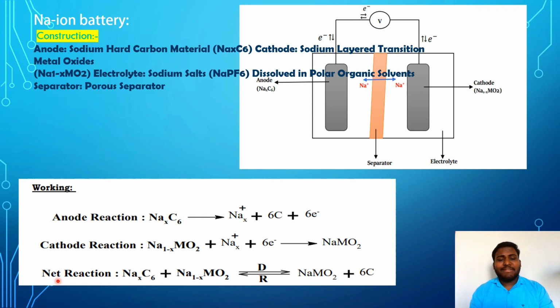In the net cell reaction, we can see that NaxC6 plus Na1-xMO2, when the battery is in the charging or recharging mode, you can see this reaction taking place where it forms NaMO2 plus 6 carbon atoms.